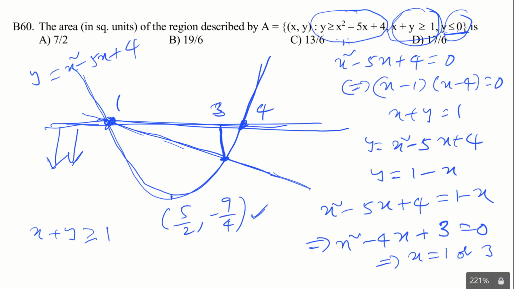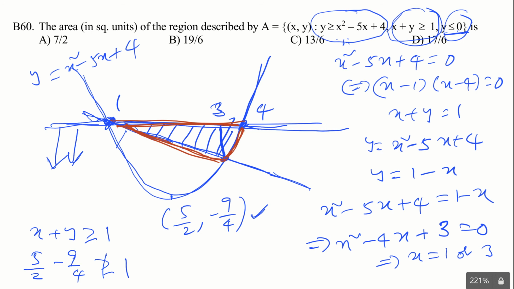Now let me check whether this point satisfies. If I substitute the vertex of the parabola, I am getting 5 by 2 minus 9 by 4, and that means it is 10 by 4, 1 by 4 I am getting, obviously not greater than or equal to 1. So not this side of the line we are looking for, it is this side of the line, and obviously it is inside the parabola and also below the x-axis. So basically we are trying to find this region. This is the region what we want.